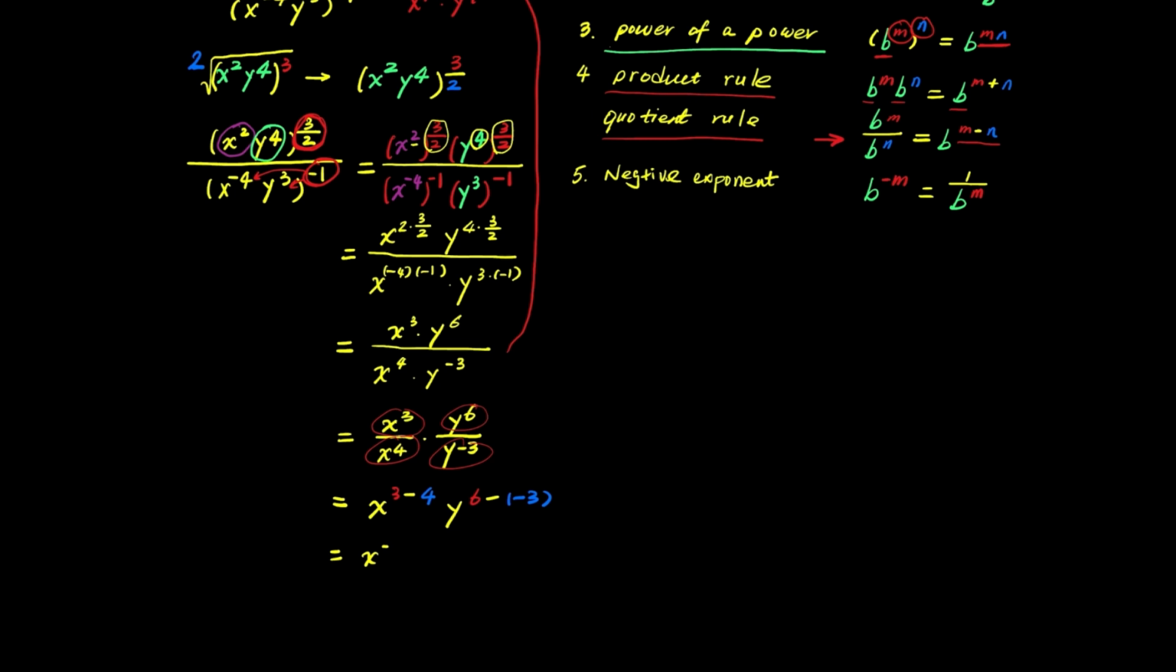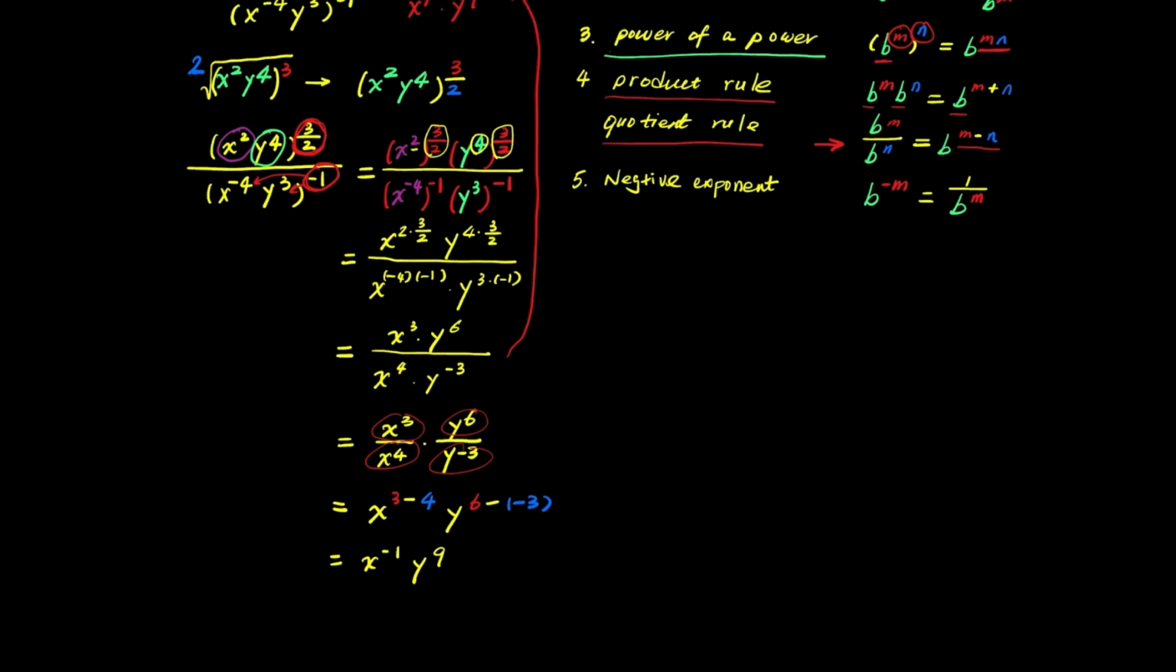This equals x to the 3 minus 4, which is minus 1. And y to the power of 6 minus negative 3 is 6 plus 3, which is 9. Now there's one final detail we need to address. The question asks us to express our result with positive exponents. We see that the x factor has a negative exponent. To convert this to a positive exponent, we'll need to use the last formula in this toolbox, which is the negative exponent rule.